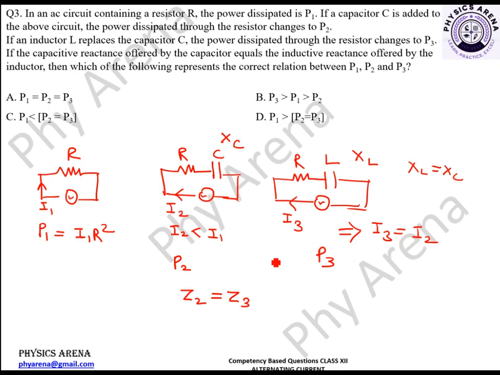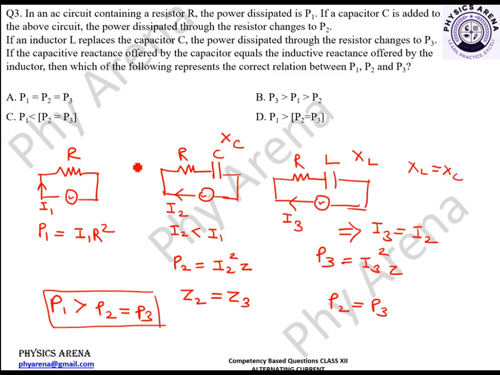So we can conclude that P2, the power dissipated in circuit 2, is equal to I2 squared into Z, and P3, the power dissipated in circuit 3, is I3 squared into Z. Since the impedance value and the current value are the same for circuit 2 and circuit 3, we can say that P2 is equal to P3. And the value of current in these two circuits is lesser as compared to circuit 1. Hence we can say that P1 is greater than P2 and P3, and P2 and P3 are the same. So this is the relation that we can find for the power dissipation in these three circuits.